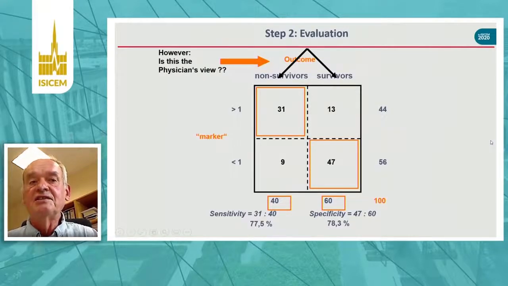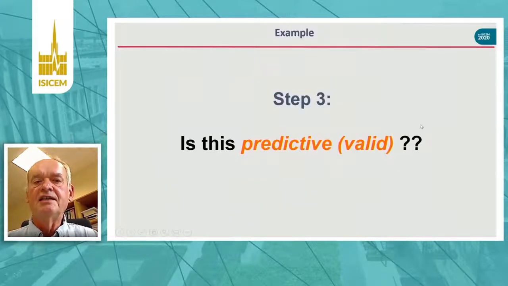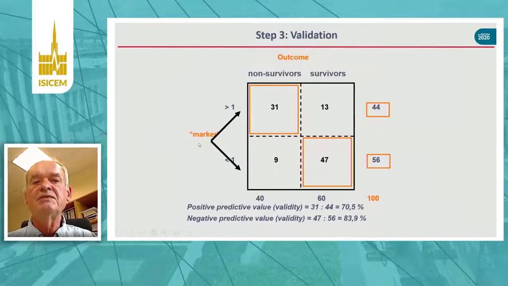Now the next question is this: the physician's view. Do we really want to know if a positive patient or a non-survivor has a higher marker? No, we want to know if our marker is valid to give us a prognosis of the patient. So you look completely from the other side. And this is the validation of the marker. That means we are now looking from the marker side.